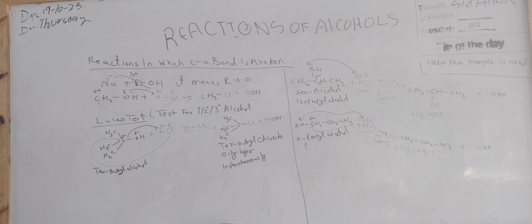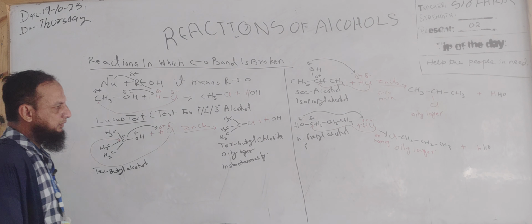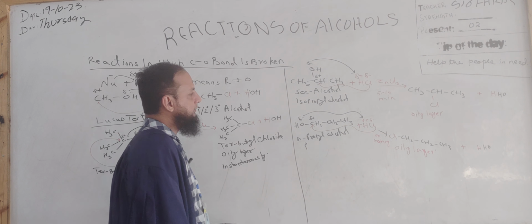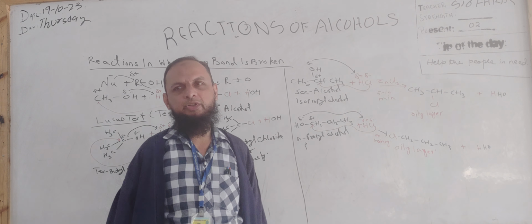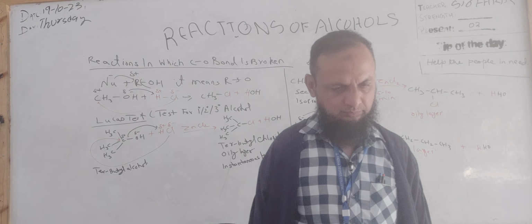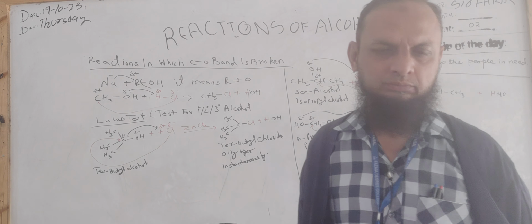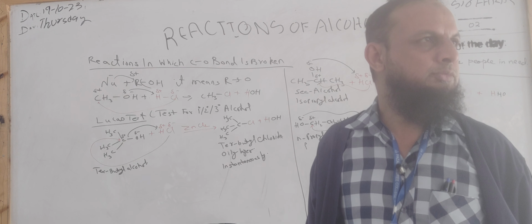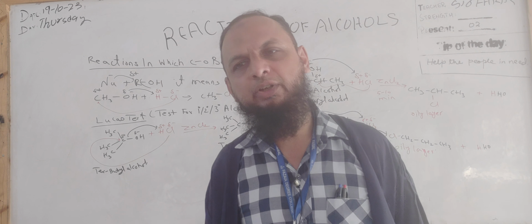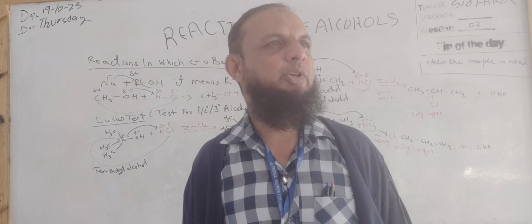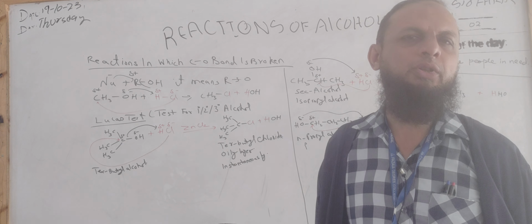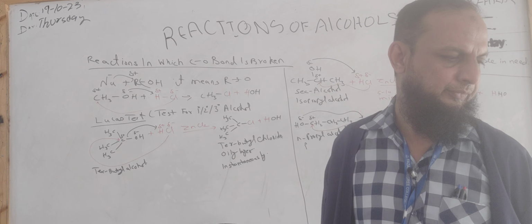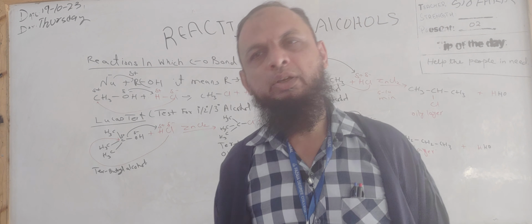So for example, how can the question come? For example, write down the question. How can we differentiate among N-propyl alcohol, comma, isopropyl alcohol?